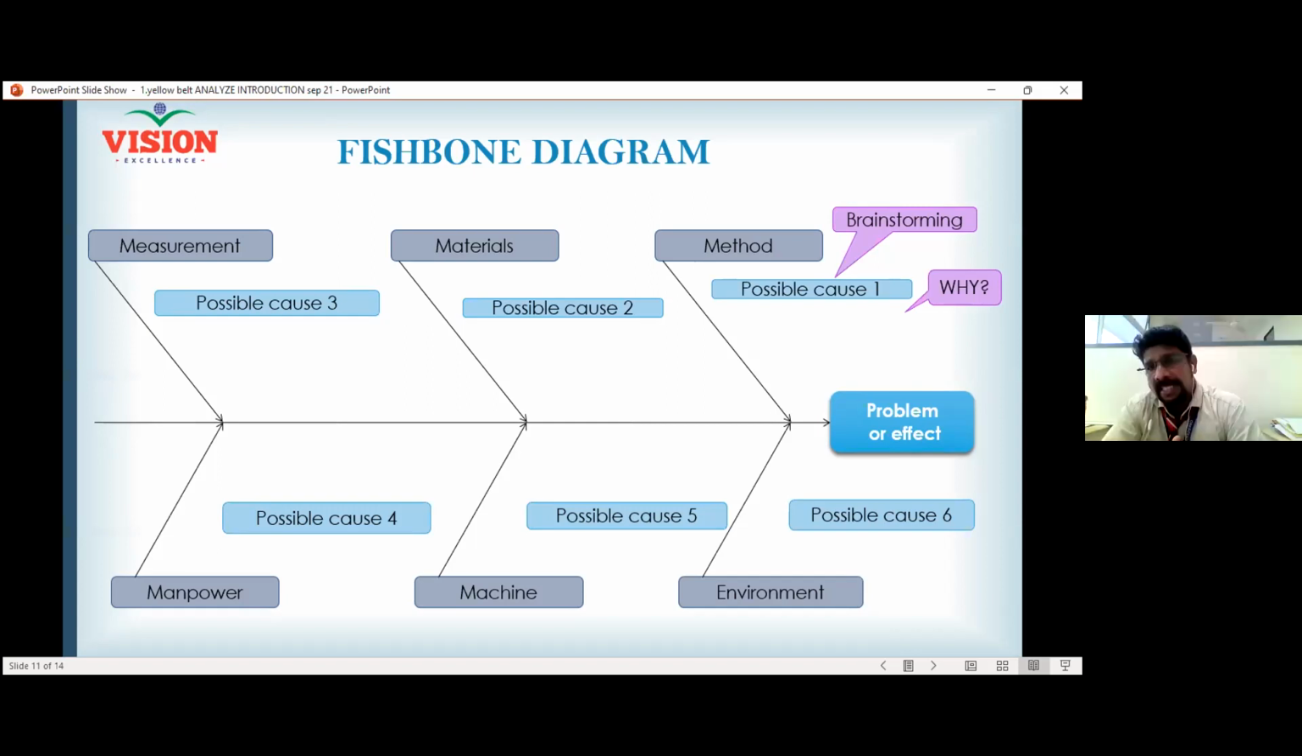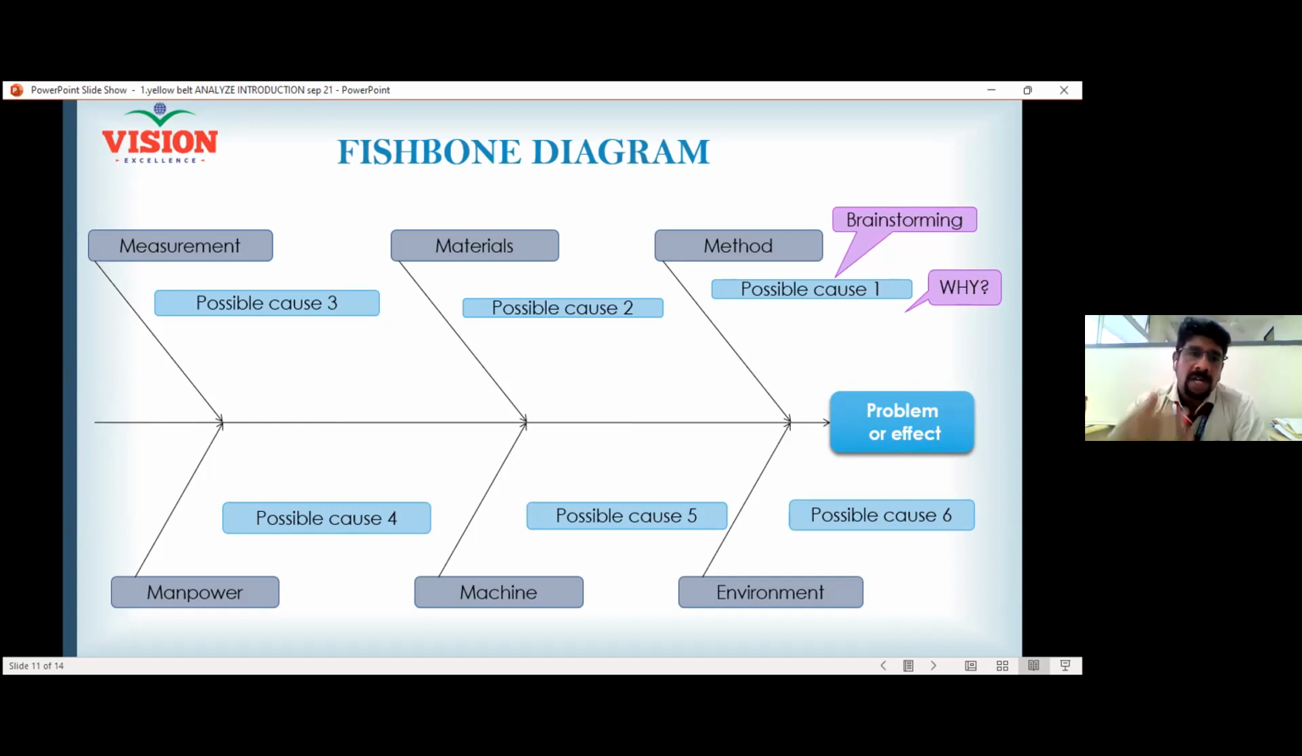Below the various categories, we can use brainstorming, and another method is there, Why-Why analysis. I will talk about it in the end. We can use these two tools to find out the possible causes. For example, I told you my son is not doing well. So one of the possibilities is the method. I can go and check with the maths teacher what method he is following to teach maths.